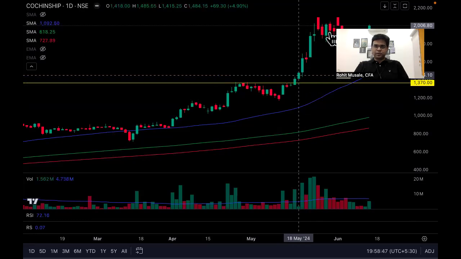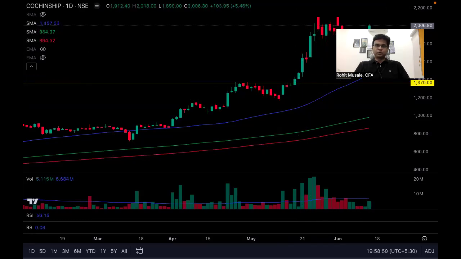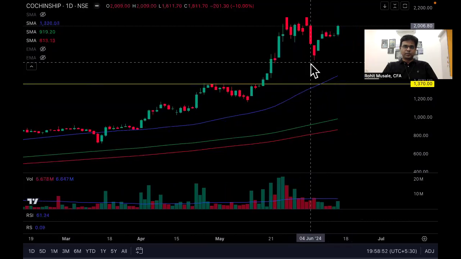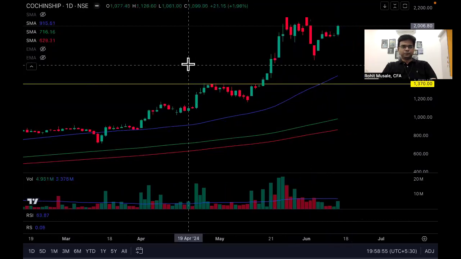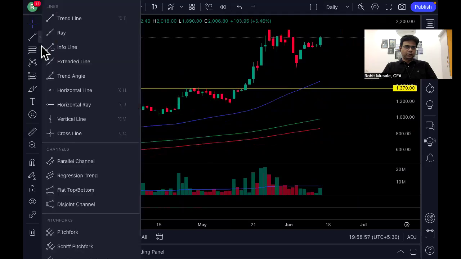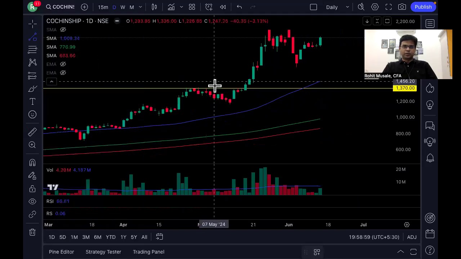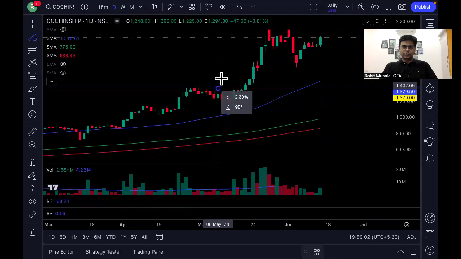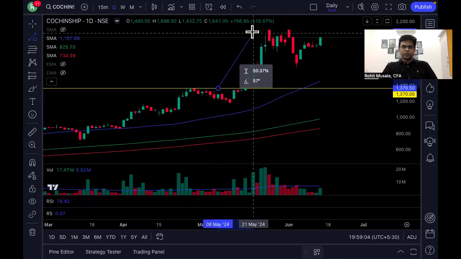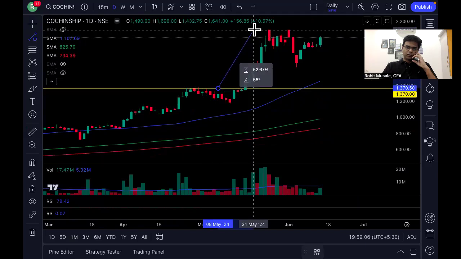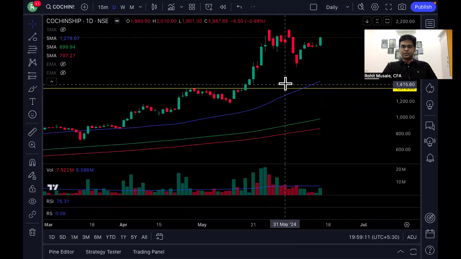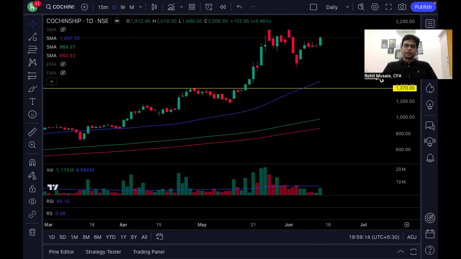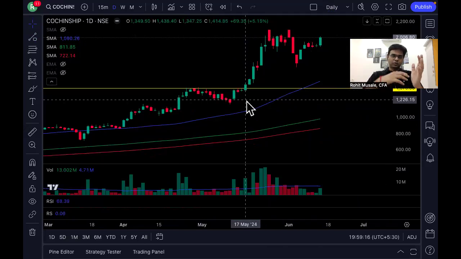If you see from here till here, the stock shot up almost 50%. So let me show you. If I take this measuring tool from here, from the yellow line till about here, the stock went up 53%, close to 53% in just 6 or 7 days. That's a fantastic return, but the stock made 53, but I lost 1.5%. How did that happen? Let me explain.